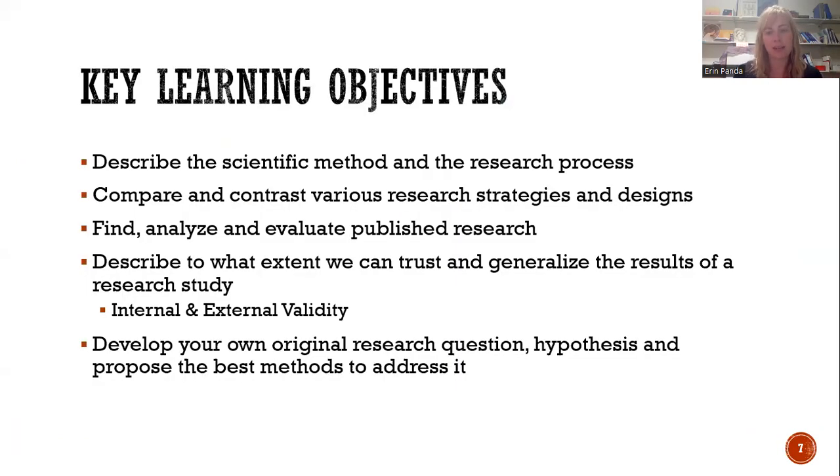Here are some of the key learning objectives for this course. So by the end of the course, you should be able to describe the scientific method and the research process. You should be able to compare and contrast various research strategies and designs, to find, analyze, and evaluate published research, to describe the extent to which we can trust and generalize the results of a research study. We're going to come to know this in terms of saying the extent to which a study has high internal or external validity. Finally, you're also going to develop your own original research question, your own hypothesis, and then propose the best method to address it.